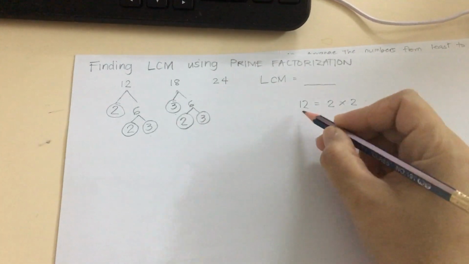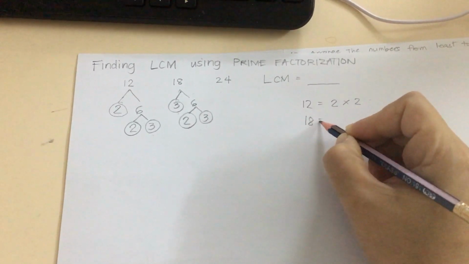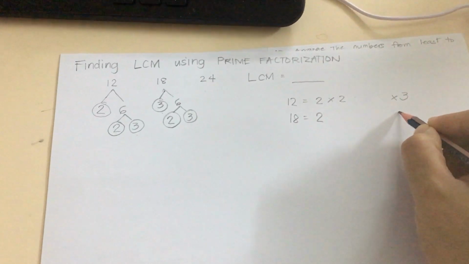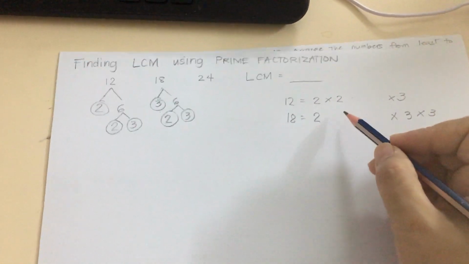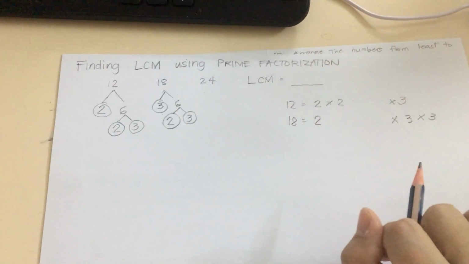So we are going to write the prime factors of 18. We write here the 2, and then 3 times 3. So times 3 times 3. We are just grouping all the 2's and all the 3's so that we will put them together.